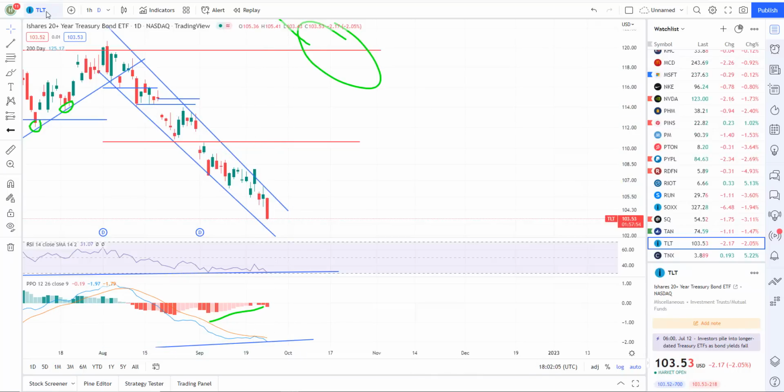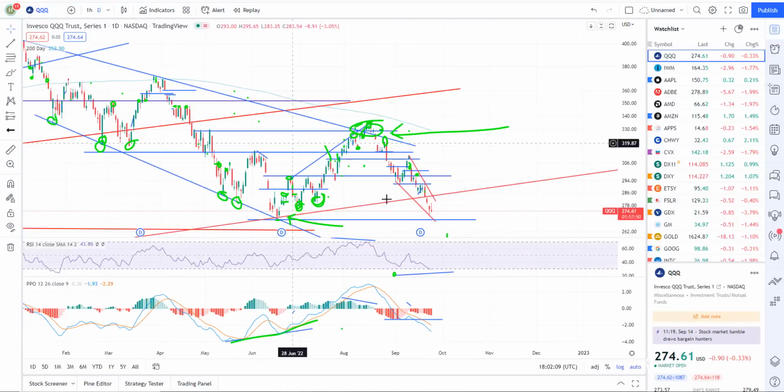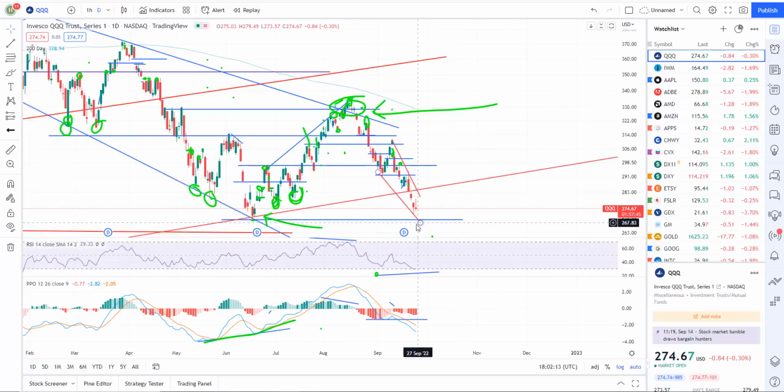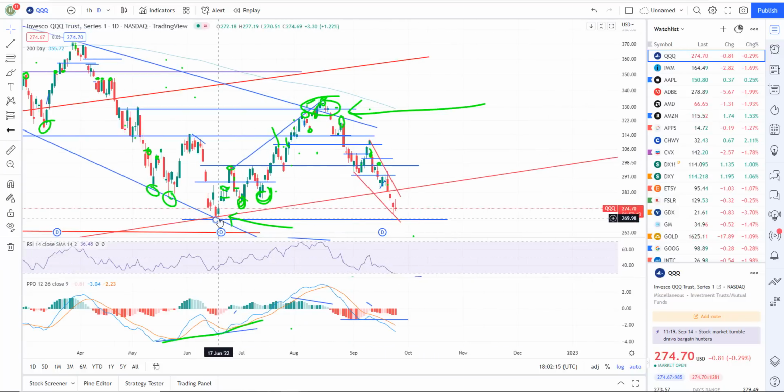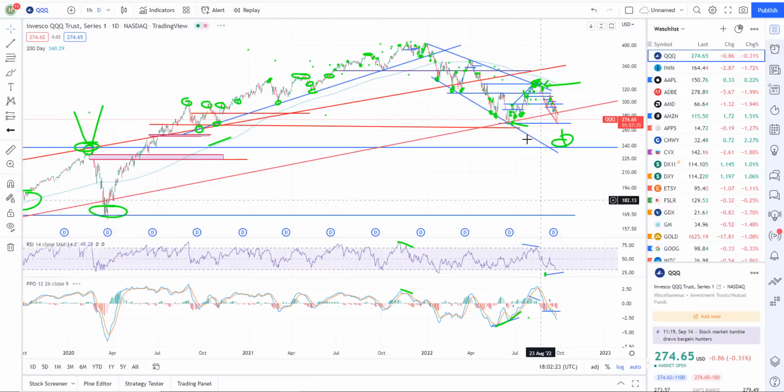Okay, and so let's go over to the triple Qs. This is our tech sector. Again, this is a daily chart. We're pretty much right down near the June lows. I think we're probably going to take those out pretty quickly, and if we break below, it should be a pretty swift drop right down to our target of 238.